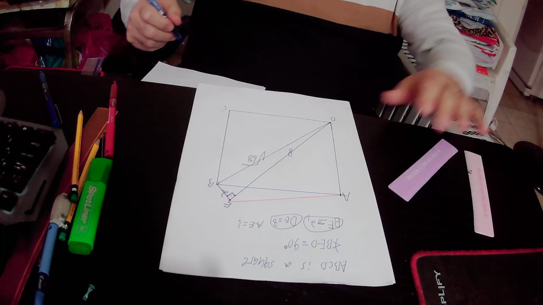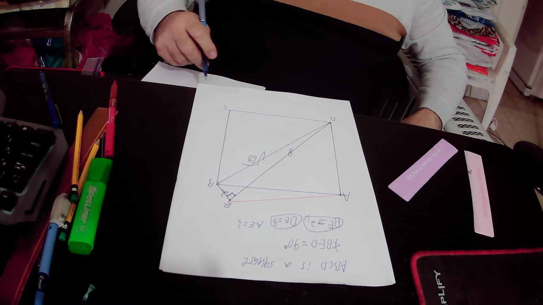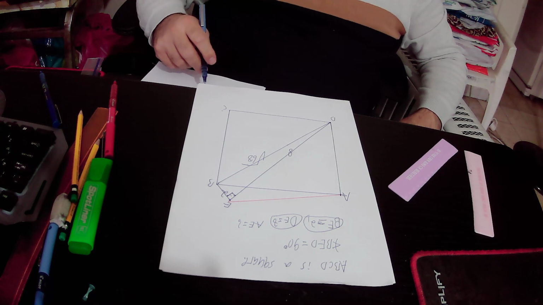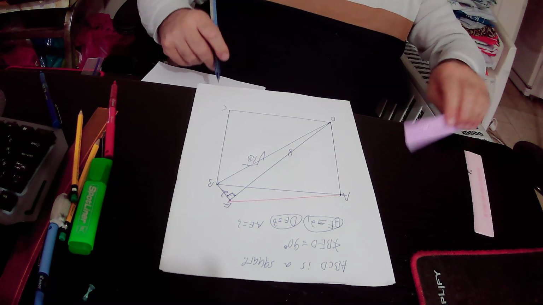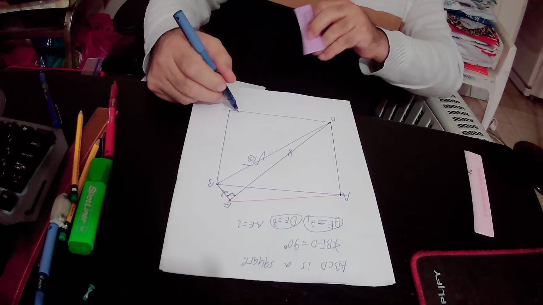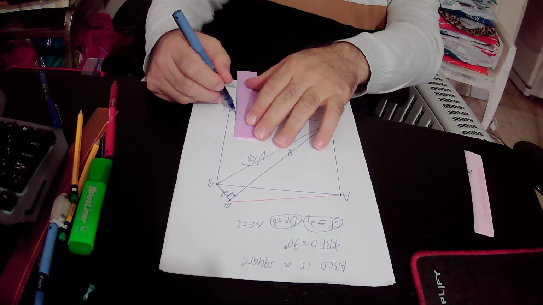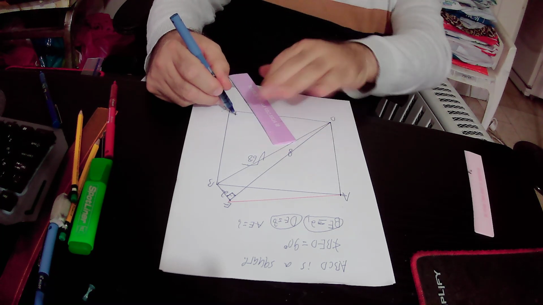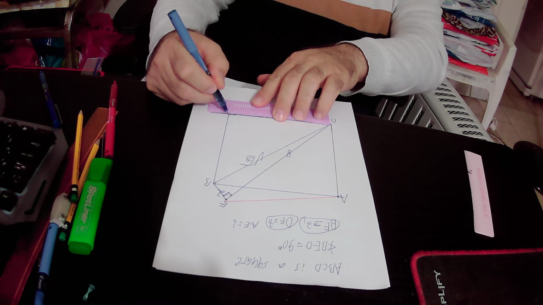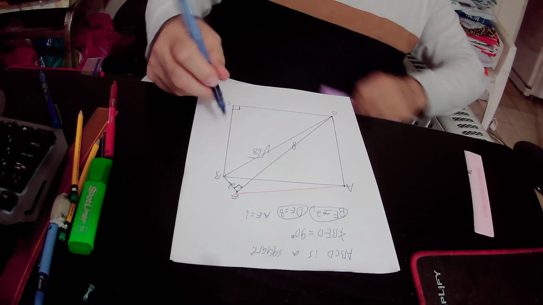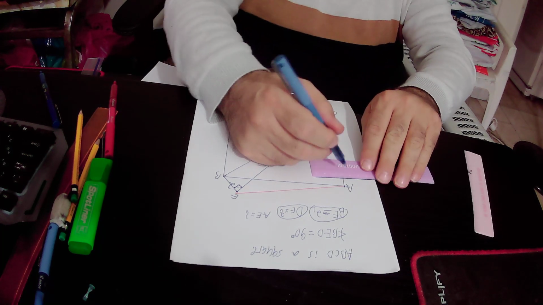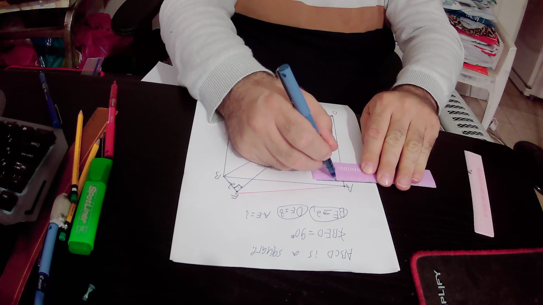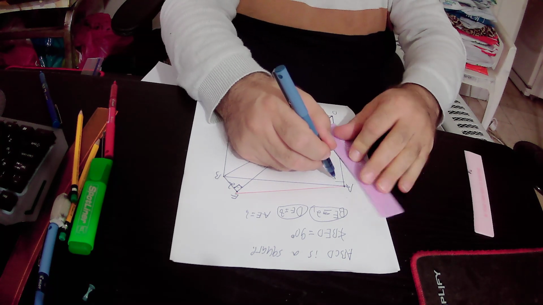Okay, and we also know that all the angles inside a square are right angles, therefore angle BCD is a right angle, it equals 90 degrees, and also angle BAD, this angle is a right angle and it equals 90 degrees. Okay?